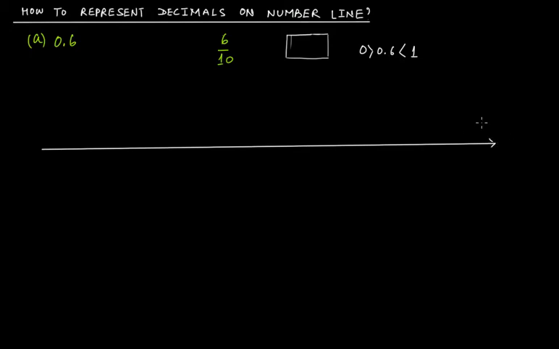So if this is a number line, let's take 0 here, then 1 here, and then 2 here. 0.6 means greater than 0 but less than 1, and 0.6 is 6 over 10. Now if I divide the distance between 0 and 1 into 10 equal parts, 1 part, 2, 3, 4, 5, 6, 7, 8, 9 and 10, we have divided this distance between 0 and 1 on the number line into 10 equal parts, right?